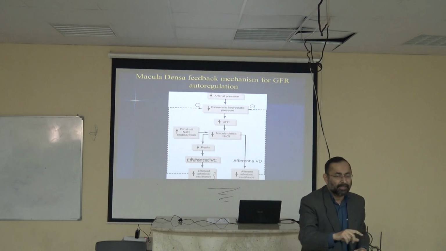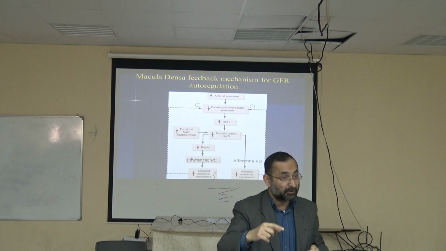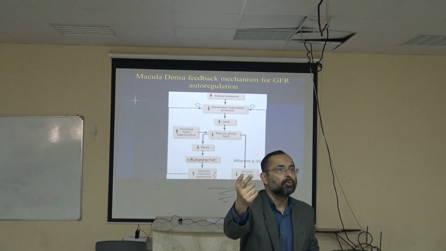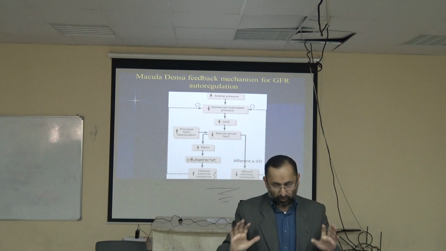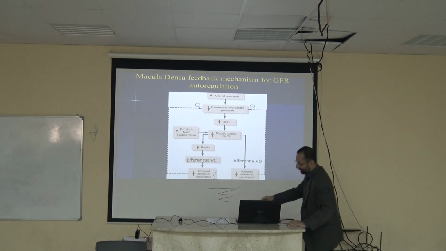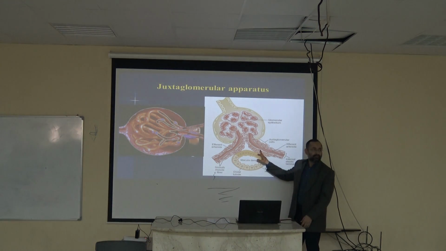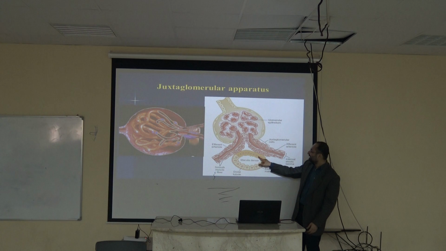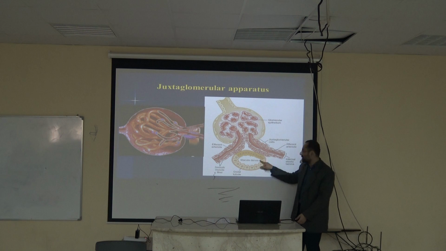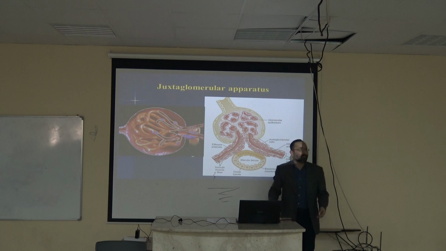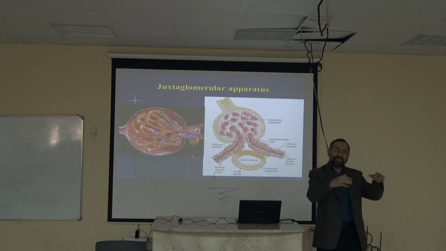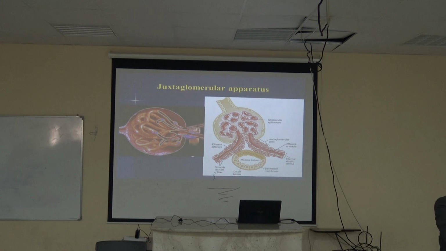If the macula densa is stimulated, it will send some special signals to the juxtaglomerular cells. At the same time, the signals will also go to the smooth muscles which are present. The signals will go to the smooth muscles and to the juxtaglomerular cells. The macula densa can send signals to both areas, the normal smooth muscle cells and the modified cells, that is, the JG cells.